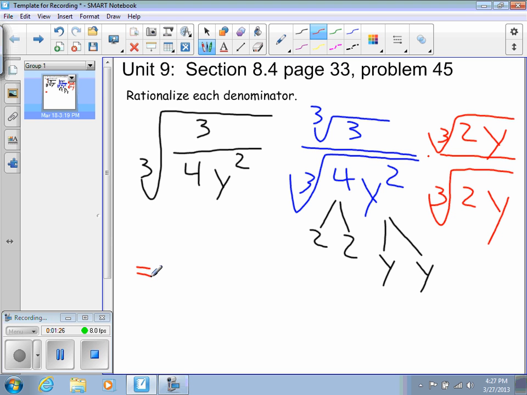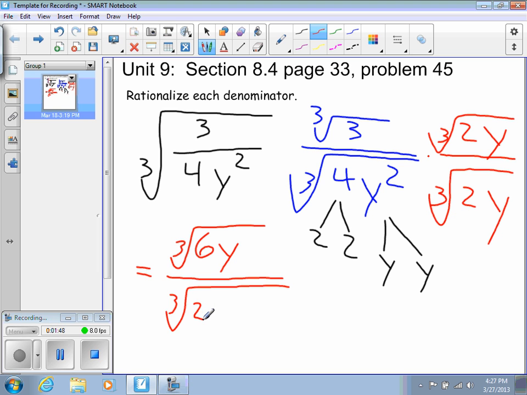When we do that, we now have on the top the cube root of 6y, and on the bottom, here's the interesting part, we now have the cube root of, and I'm going to write it in factored form, 2 times 2 times 2, and then times y cubed.